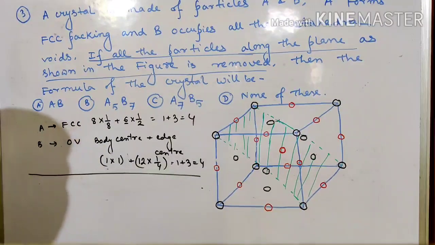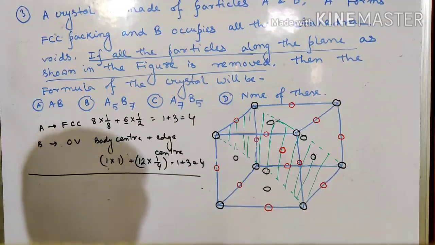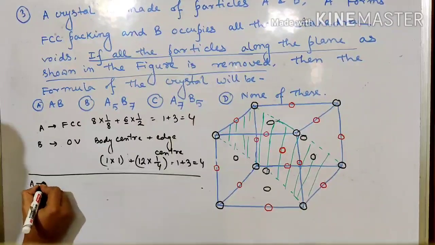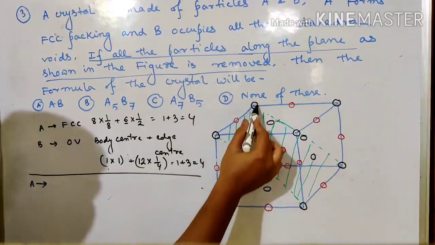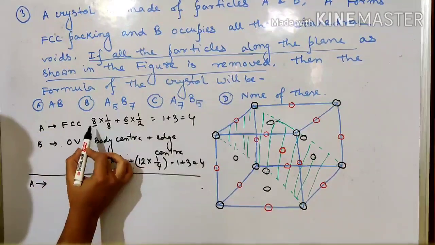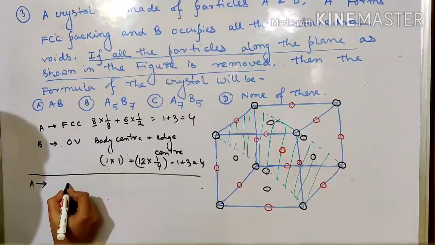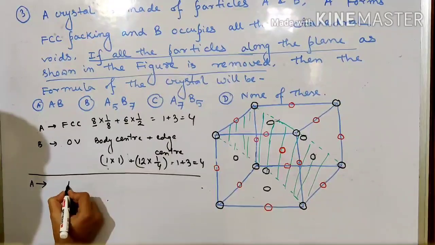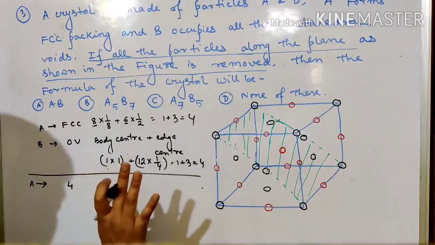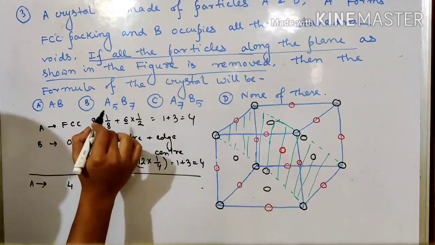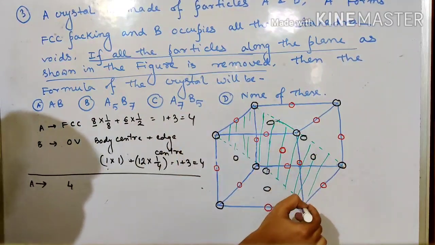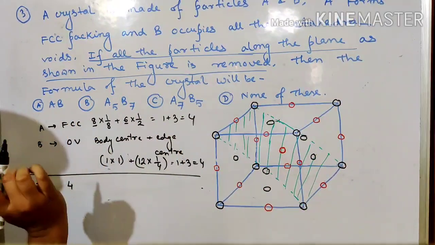Now after the removal, how many of the atoms will be removed? Let us see that. For A, 4 corner atoms will be removed. Earlier there were 8 atoms, now there will be 4 atoms only. So 4 atoms are remaining as of now because 4 of them are removed. I hope I am clear.